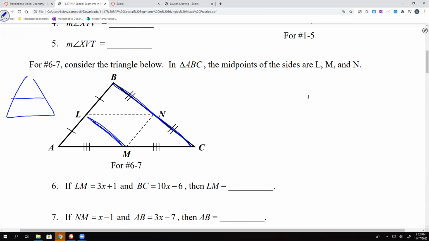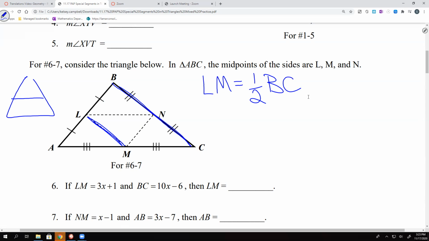All right, and what do we know about the length of the mid-segment, y'all, compared to that third side? It's what? Half, okay? So you can multiply by 2 or divide by 2, depending upon what you want. So LM is half of BC, okay, all the time.